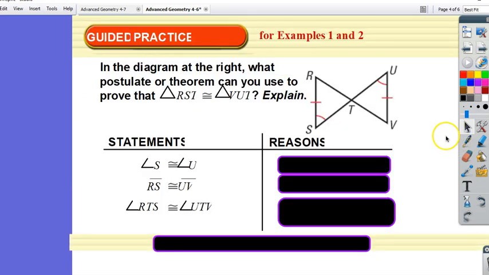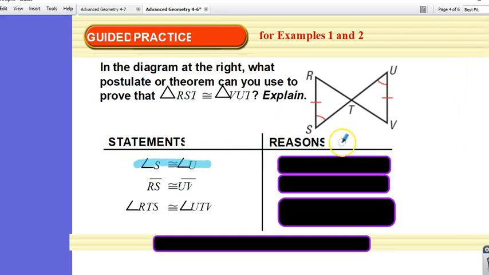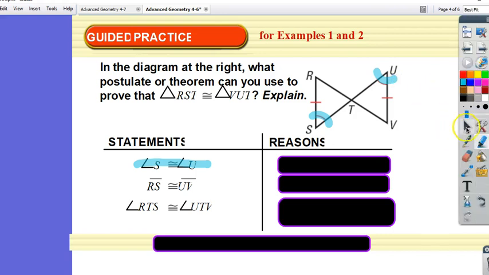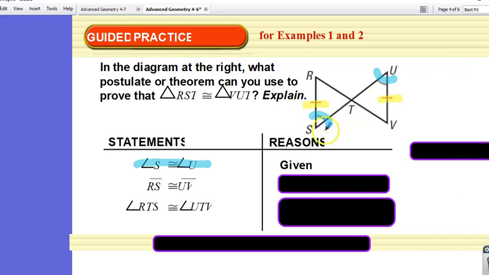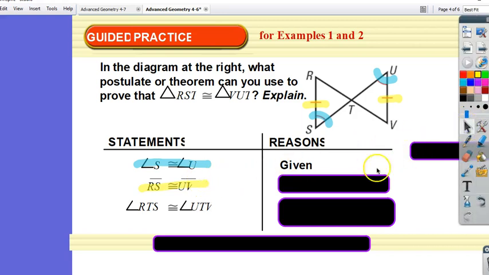In the diagram at the right, what postulate or theorem can you use to prove that the triangles are congruent? Explain. All right, so we have angle S is congruent to angle U. That was what? Given. It's given in the diagram, right? We also have that RS is congruent to UV, or actually, RS is congruent to VU, right? We're listing them in corresponding positions, which they didn't do because they're not that great at that, but that was also given.